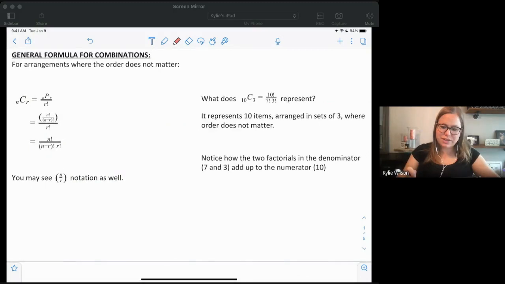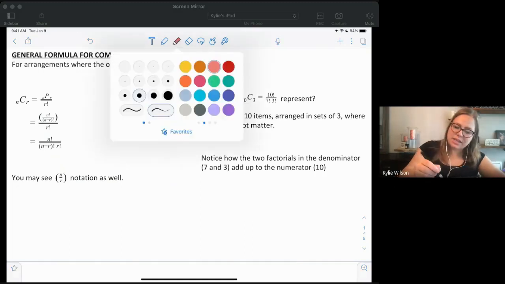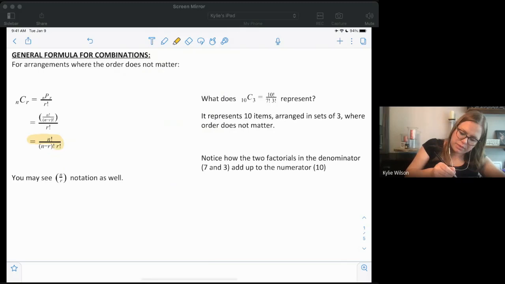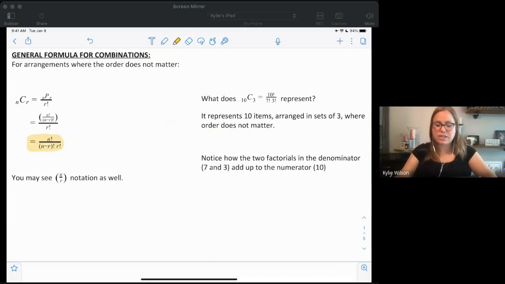And it gives us this lovely formula. So n choose r is equal to n permute r divided by r factorial. That's what's happening. Now, if I go through and simplify it, we get this lovely formula right here: n factorial all over n minus r factorial multiplied by r factorial.